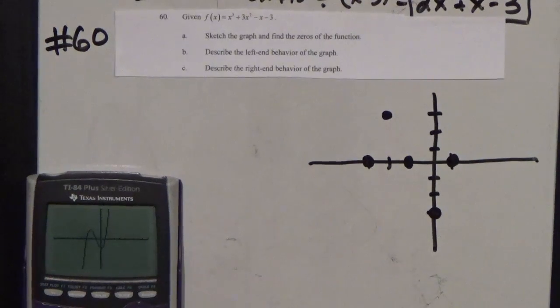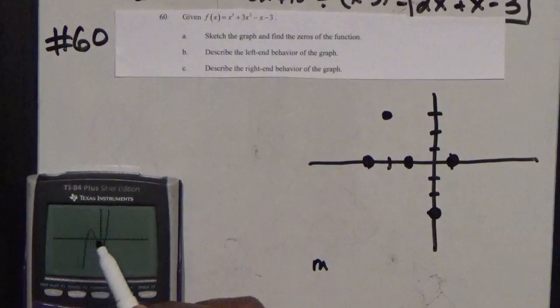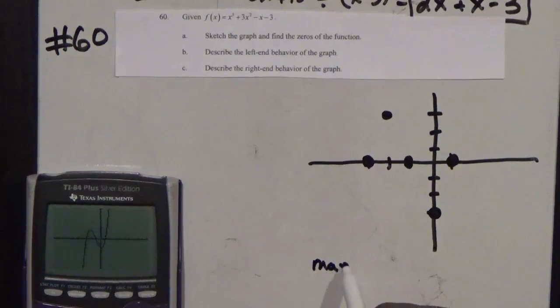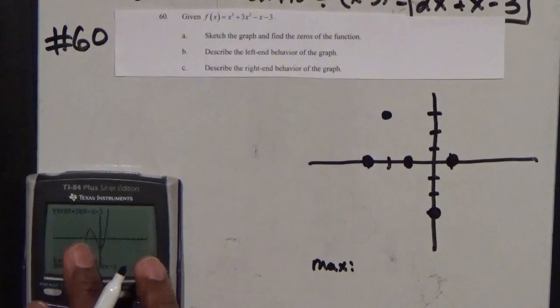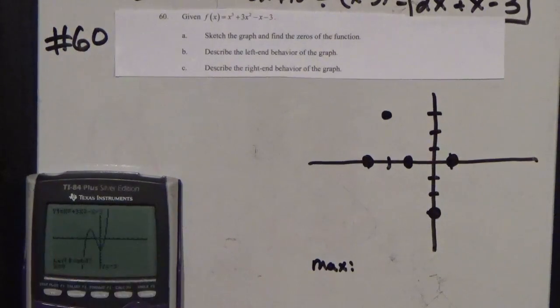We can always go and check, and so we want to check our maxes and mins. All right, so we're going to check this local max here. We check that by going second calc, max. It looks like it's at 2, but I'm going to left bound, right bound it a little bit to the left of where I think it might be. So I'm going to say negative 3 is my left bound, and negative 1 is my right bound, and I'm going to check that.